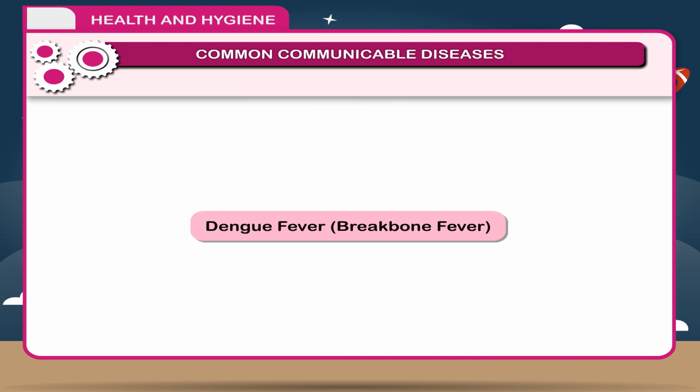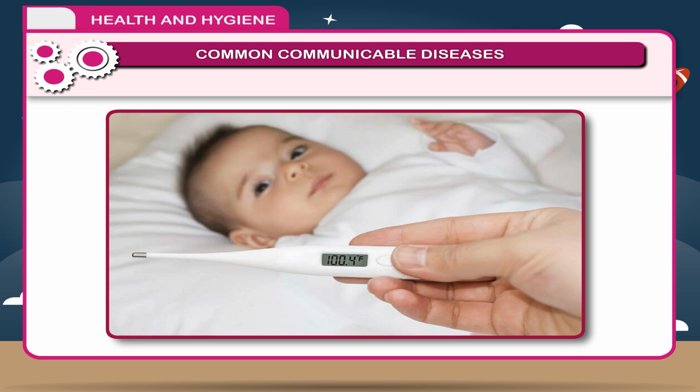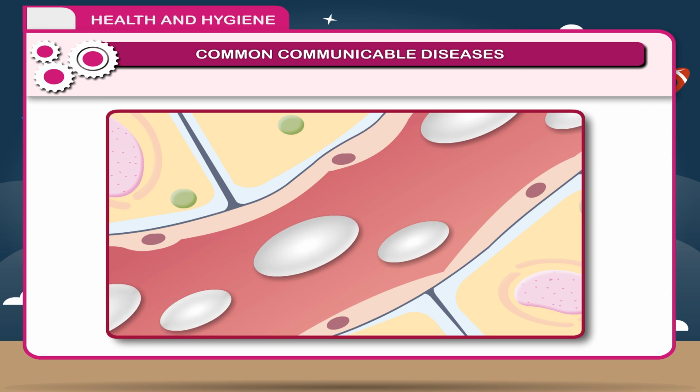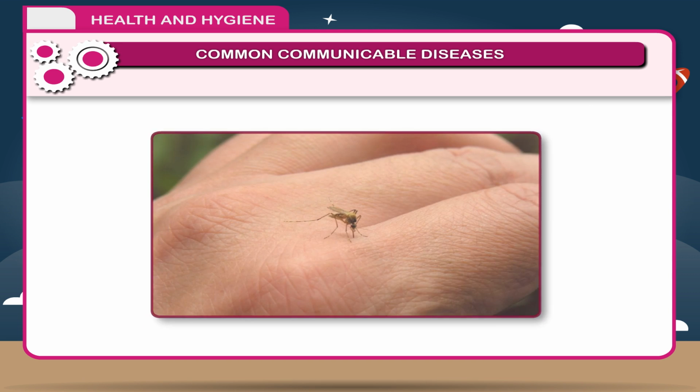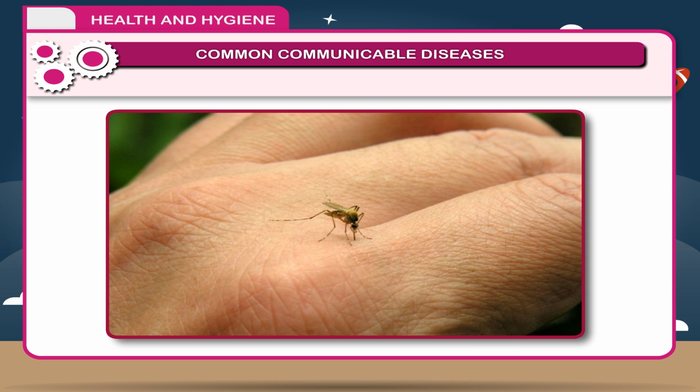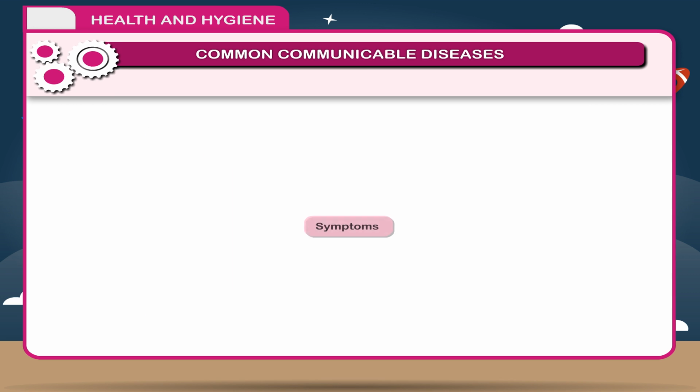Dengue fever, or breakbone fever. Dengue fever is caused by an RNA virion of the Flaviviridae that multiplies in white blood cells and platelets. It is a tropical virus disease spread by the tiger mosquito. It is one of the dangerous diseases and can be detected by the tourniquet test.